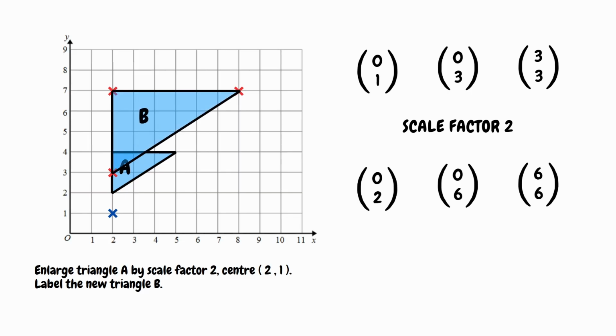And as we were talking about earlier, we can see that the dimensions of our new triangle are twice as much as the original triangle. As the original triangle A had a height of 2 and a width of 3, our new triangle B has a height of 4 and a width of 6. So let's take a look at one final example.